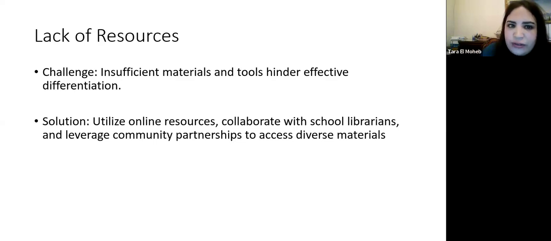How? We can give them, for example, a book. You can take them, for example, to a library or bookshop. They can look at the book. They can take a picture. They can go to the internet. They can search about it, take notes, and then review it with their peers and with the rest of the classroom, and leverage community partnerships to access different or diverse materials. You can give them diverse material.